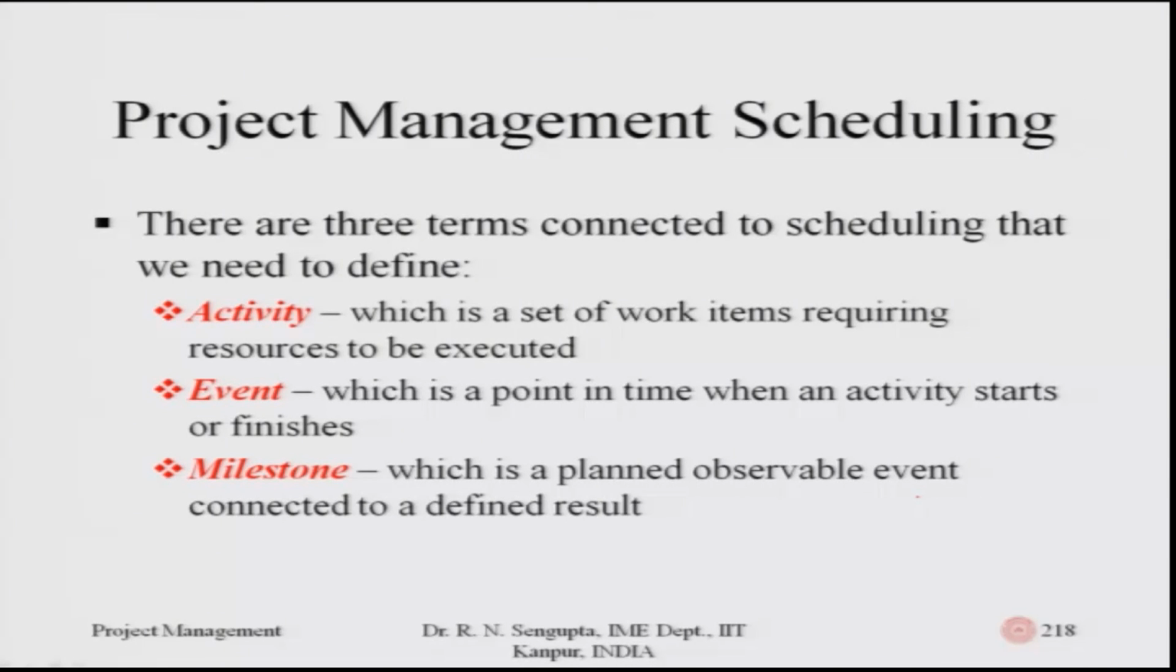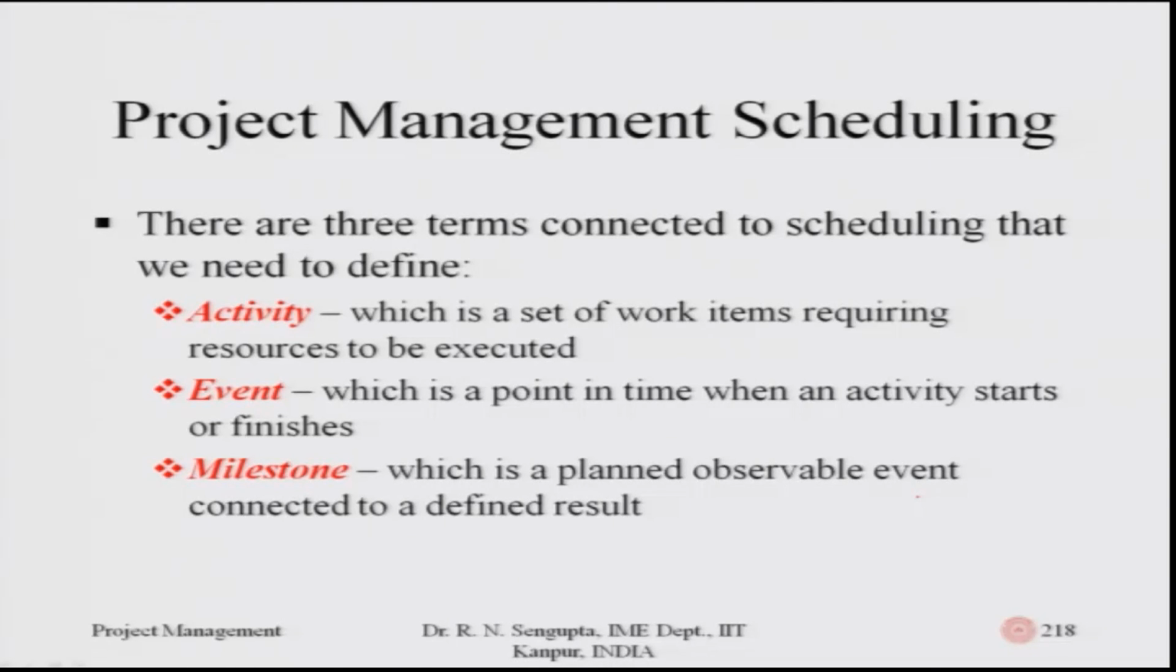There are three terms connected to scheduling, the concept of how activities are combined to get the project. One is basically the activity, which is the set of work items requiring resources to be executed. The event is the point in time when the activity starts or finishes.